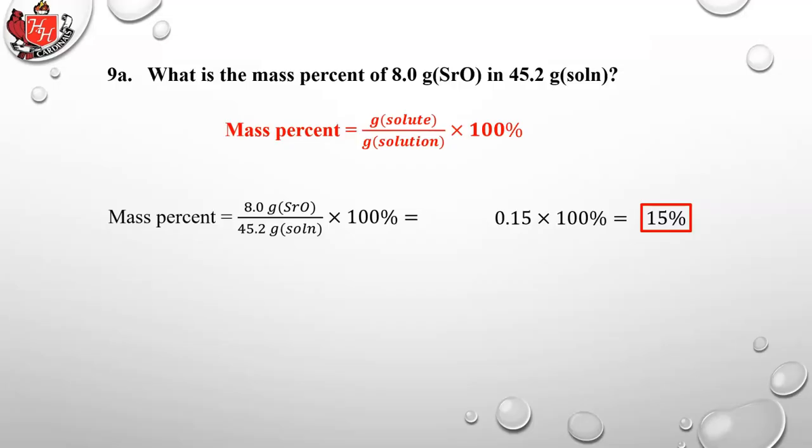If they had given you 45.2 grams of water, that would be the solvent. To get the solution, you'd have to add the grams of water and the grams of SrO together. In other words, the 8 and the 45.2 together. That's if they had given you 45.2 grams of water. You would have had to add them. Here you didn't have to add them because the solution is both the water and the SrO together. And so you did not need to do that step.